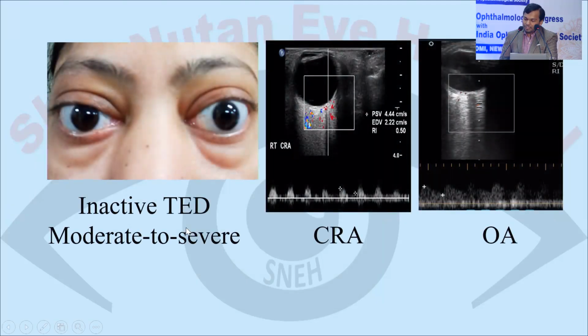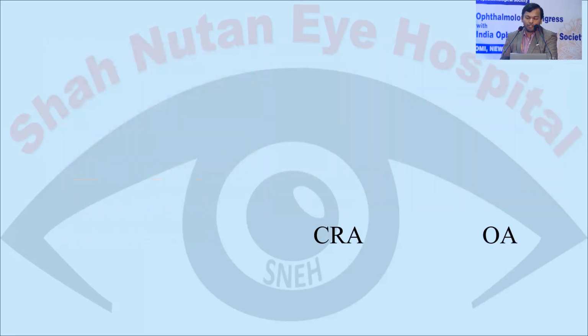Now we have another place where orbital perfusion studies are gaining importance, and that is thyroid eye disease, especially moderate to severe thyroid eye disease with some form of vision loss, progressive vision loss. So here orbital perfusion studies are extremely essential. We can see the CRA has very little flow and absent flow during the diastole phase of the cardiac cycle. And the ophthalmic artery again has very poor flow. These suggest orbital ischemia in addition to the thyroid eye disease, which may be leading to the visual loss.